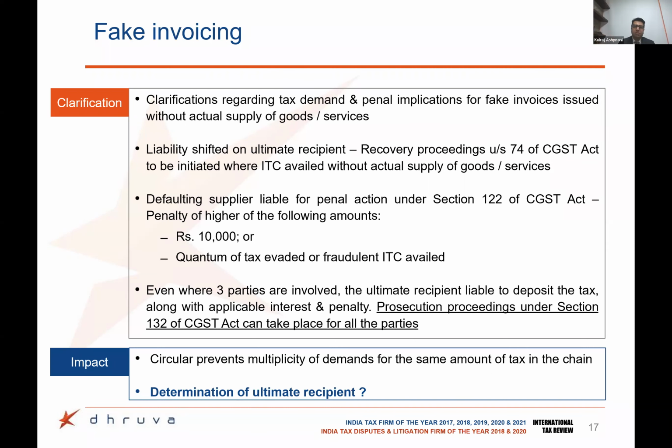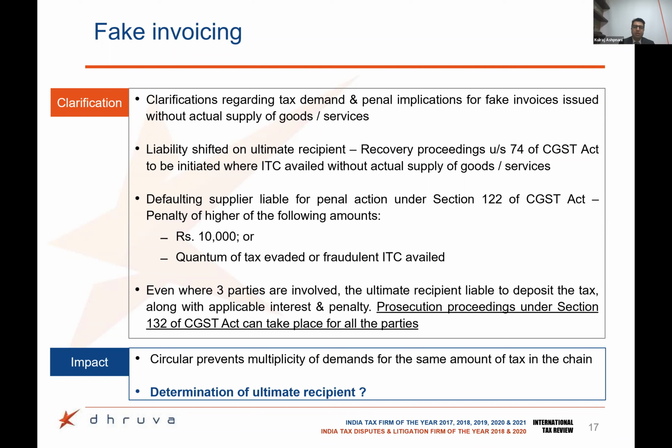If there is an ultimate recipient, which is the C party, it will only be liable to make good the ITC that they have availed on account of that invoice, which is actually without goods or services. However, the clarification has also clarified that there could be penal implications across all the parties in the chain. What is important is that the circular has also left it open that penal proceedings under section 132 can be invoked against all the parties. So that is an important thing. But what this clarification actually helps us establish is that the multiplicity of demand in a proceeding where there is an allegation of fake invoicing is no more there.